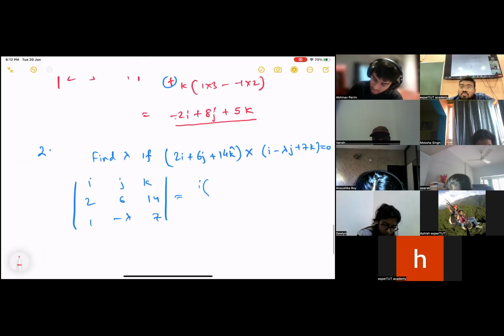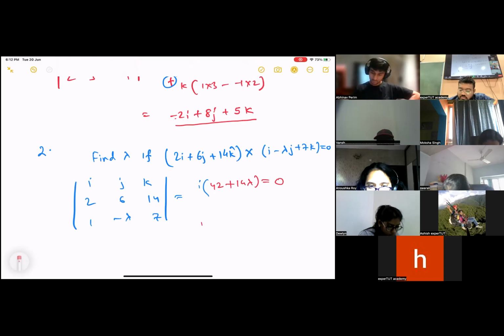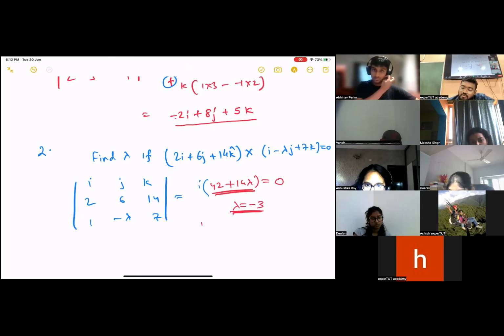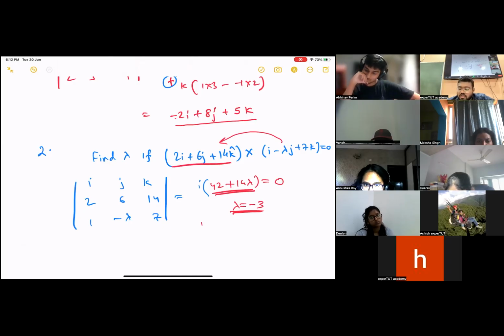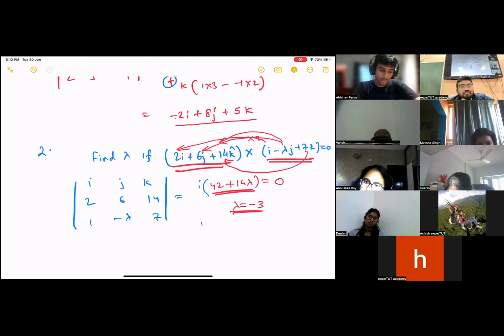Do you understand, Suratej, that this is i times 42 plus 14 lambda equal to 0, right? Plus something j and something k will also come, but it is 0, right? So the individual components should also be 0. You solve this, you'll get lambda equal to -3. Or you can see simply because their cross product is 0, they're in the same direction. So if this vector is in the same direction as that vector, and you're multiplying 2 to this, 2i 14k, then here also it should come by multiplying 2, right? Okay.